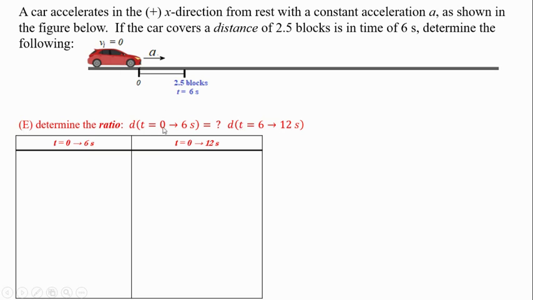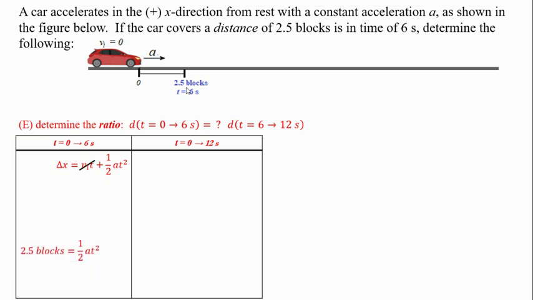Okay, so here from 0 to 6 seconds, and then here from 6 to 12 seconds. That's okay, easy work. So here in my chart I have from 0 to 6, and then I have from 0 to 12. Well, 0 to 6 we already know, right? The problem starts at 0 second. The time here in the diagram is 6. So therefore, we already know the distance is 2.5 blocks.